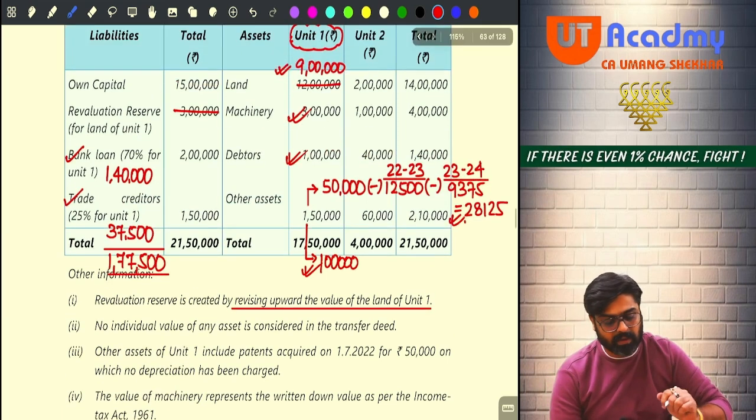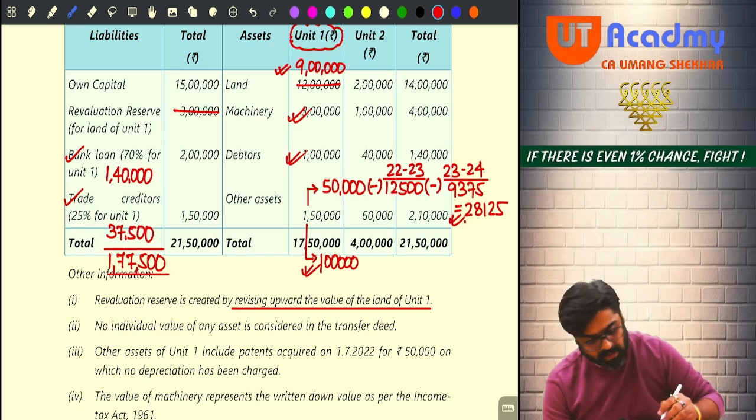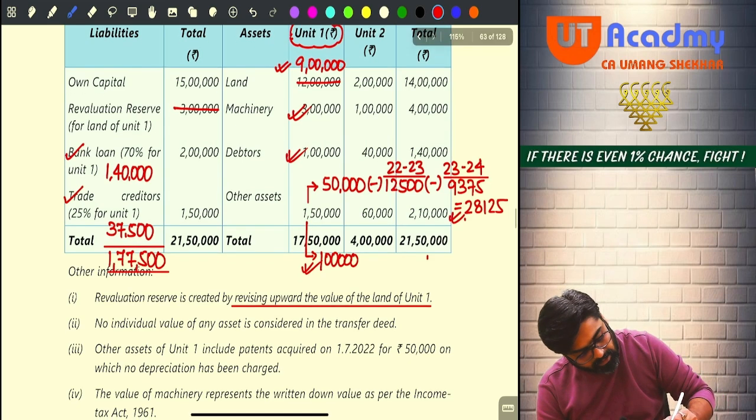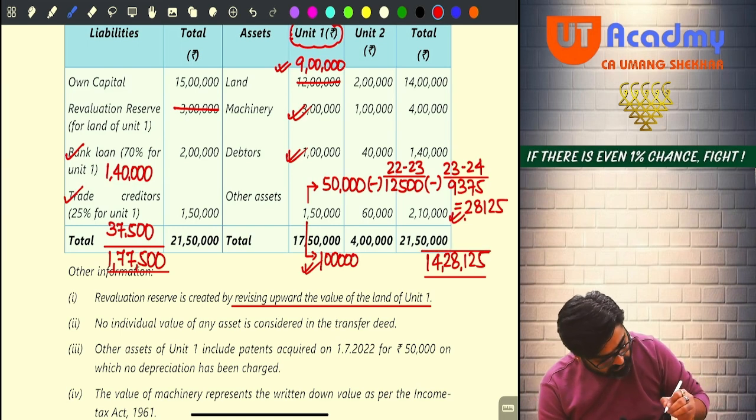Now, can you calculate the total? 9 lakh plus 3 lakh, it will be 12 lakh. 12 lakh plus 1 lakh, 13 lakh. 13 lakh plus 1 lakh, 14 lakh. 14 lakh plus 28,125. So the value of total assets will be 14 lakh 28,125. This is the value of total assets. Now, can I do total assets minus total liabilities?